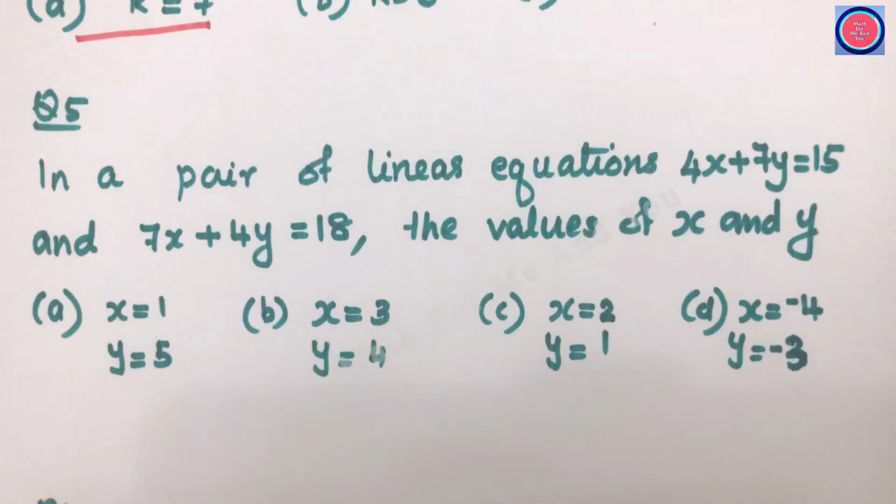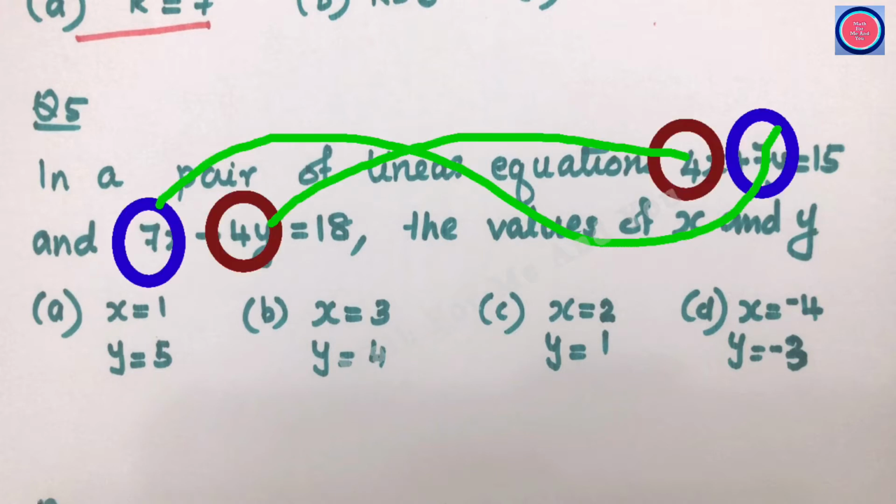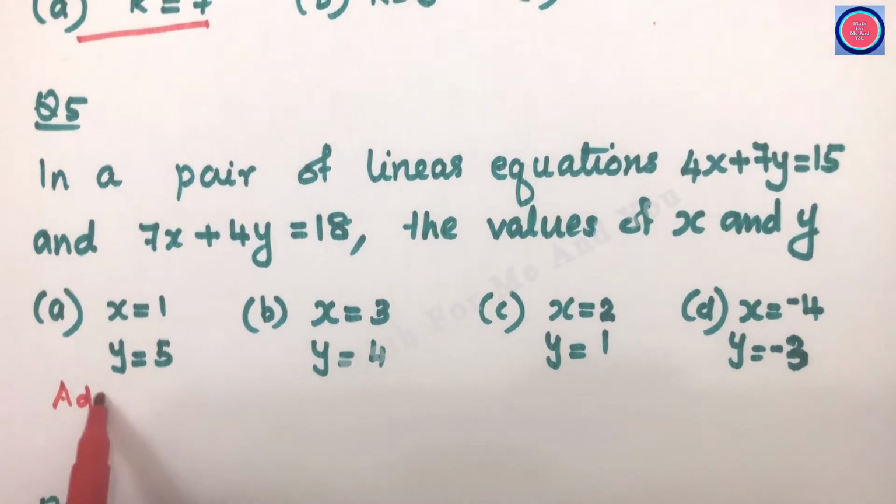Question 5 is, in a pair of linear equations 4x plus 7y equals 15 and 7x plus 4y equals 18, find the values of x and y. Look at these two linear equations. 4x plus 7y equals 15 and the second equation is 7x plus 4y equals 18. The coefficients of x and y in the first equation are interchanged in the second equation. This is a special pair of equations.